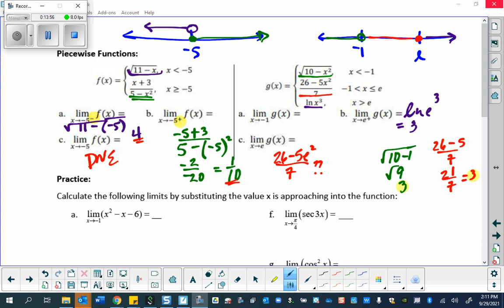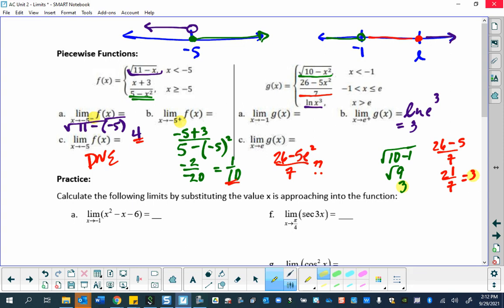All right. So if you look at the green part of the graph, when I'm looking at x approaching negative 1, because it doesn't have a plus or minus after it, I have to do both limits to determine if there is a limit. So when x is approaching negative 1 from the left, I'm going to use the square root of 10 minus x squared. So put negative 1 in. Negative 1 squared is 1. 10 minus 1 is 9. Square root of 9 is 3. You okay with that? That's what's in green right here.